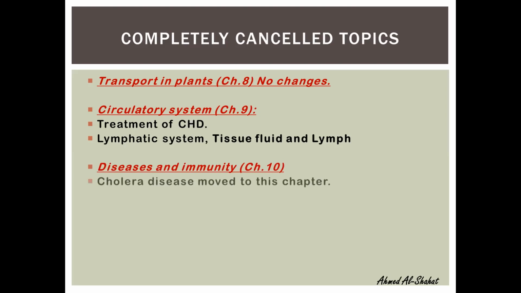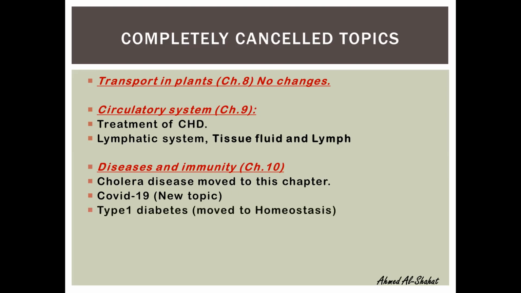The chapter which talks about diseases and immunity also has some slight changes. Like, as I said before, cholera moved to this chapter as a disease caused by a specific bacterium, which is Vibrio cholerae, of course. But we have a new small topic added to this chapter, which talks about COVID-19. But the part which discusses type 1 diabetes as a disease resulting from autoimmune disease moved from this chapter to another chapter which discusses homeostasis.